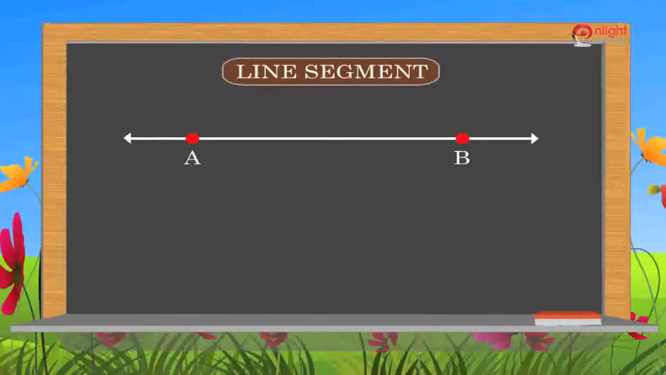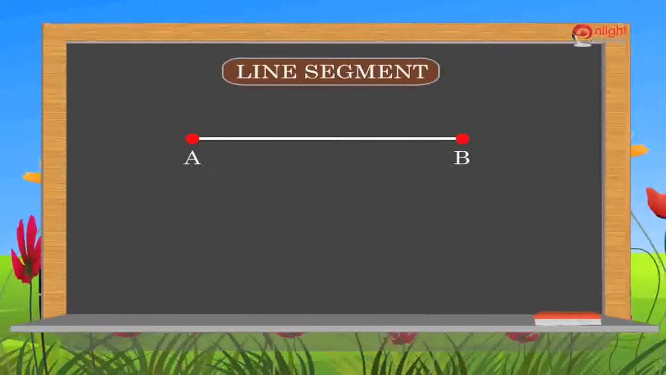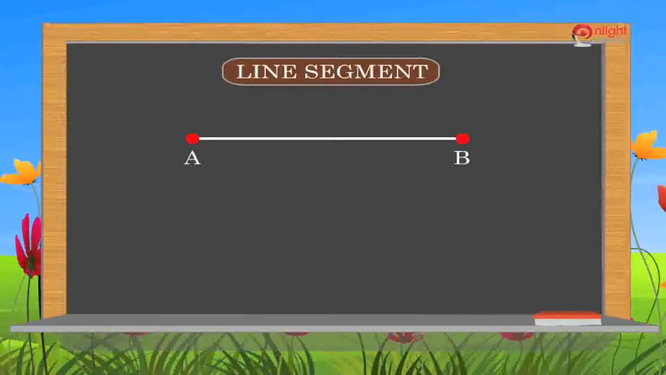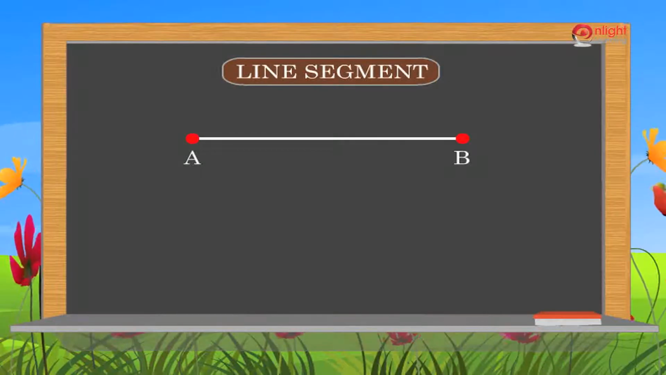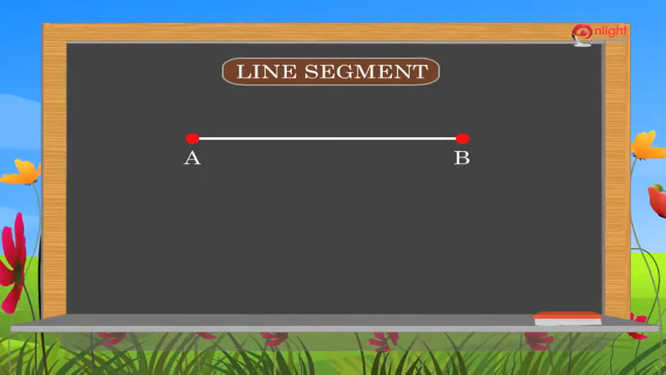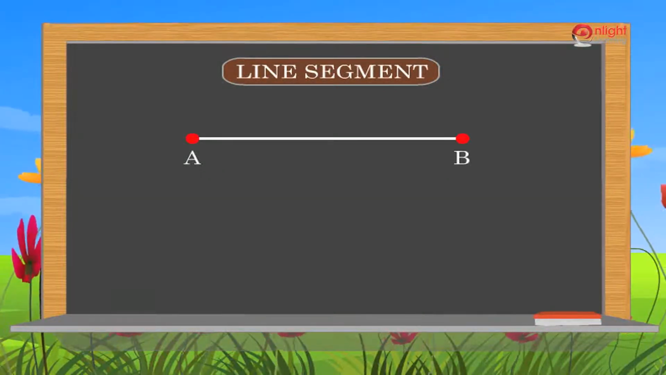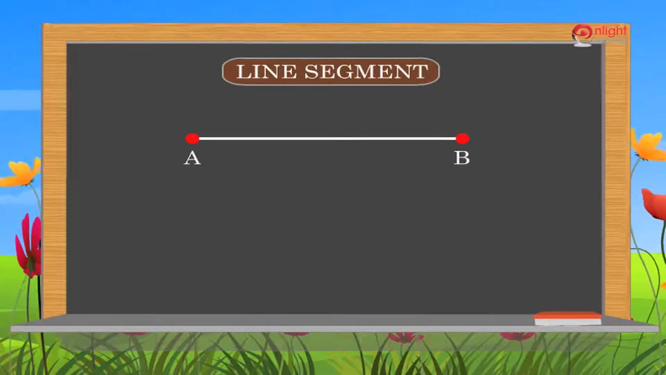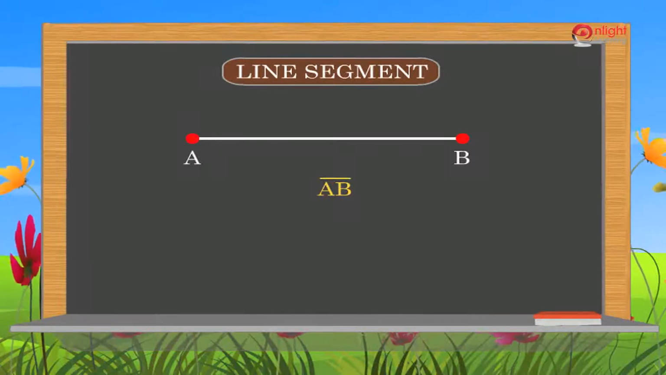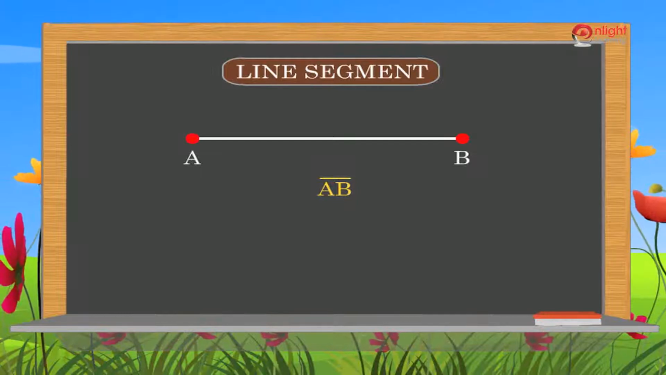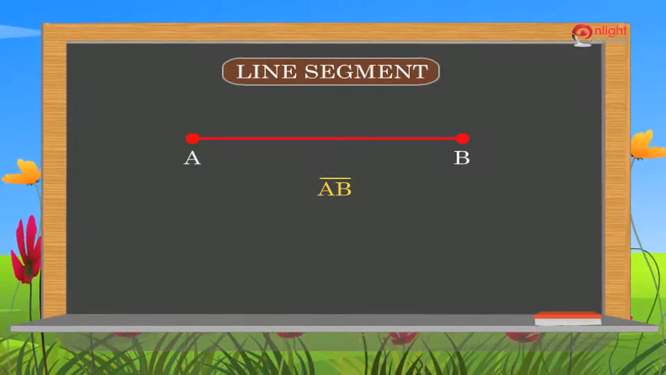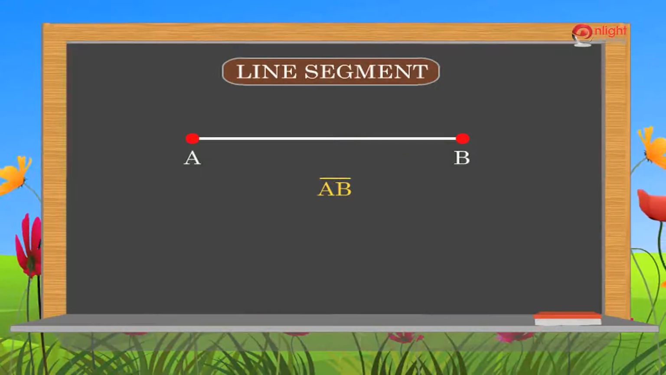A line segment is a part of a line. In this line, the part of the line between A and B is called a line segment. It is denoted as AB. We can measure the length of the line segment as it has a beginning and an end.